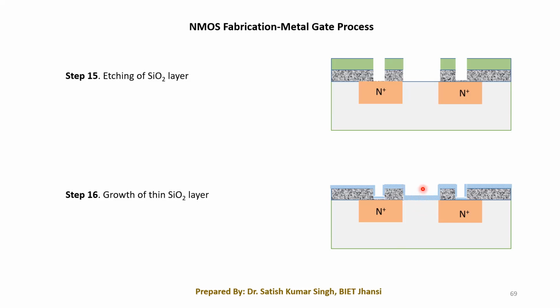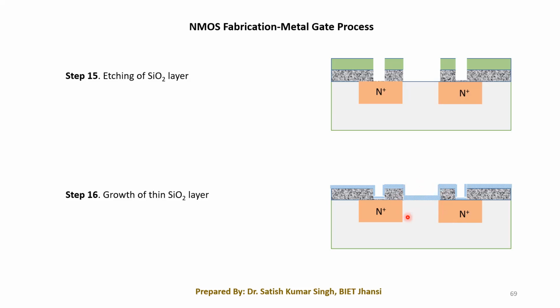After growing this thin SiO2 layer, what we need to do is deposit the metals, because it is a metal gate process. Here we need to grow the metal. Before that, we have to connect a metal to this N plus region, and another metal to this N plus region, so that the connection can be made. So we have to remove this SiO2 layer, this SiO2 layer, but we have to keep this SiO2 layer as it is.